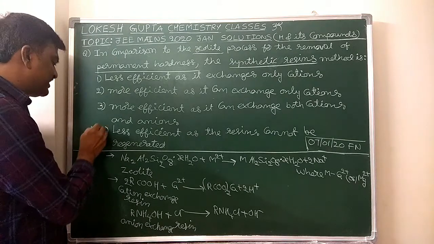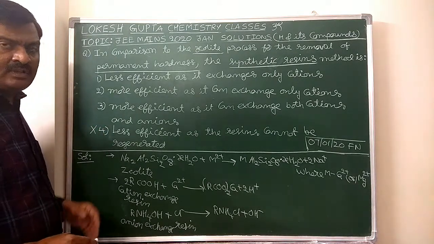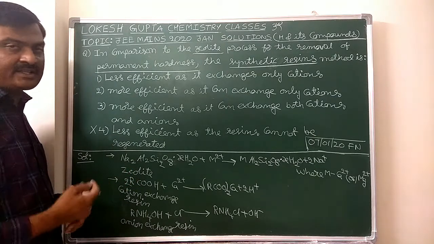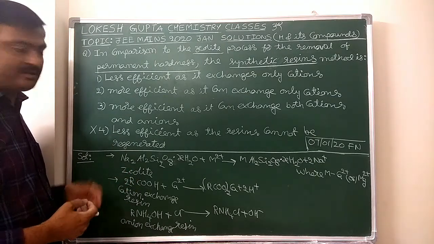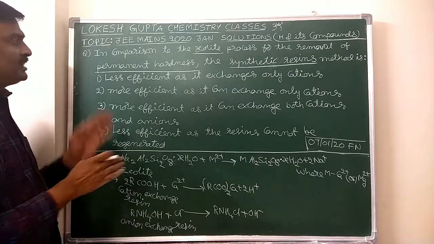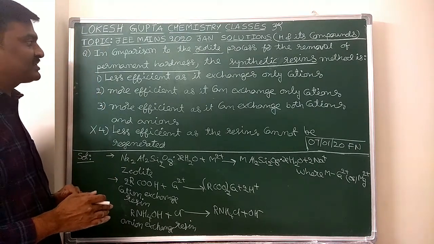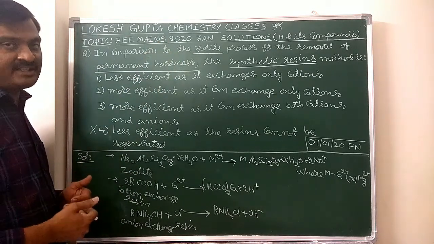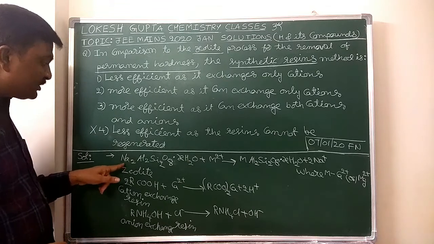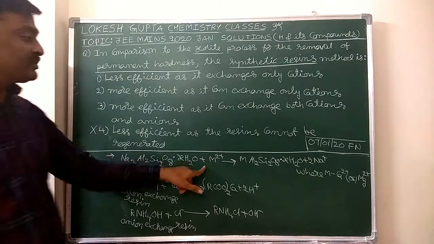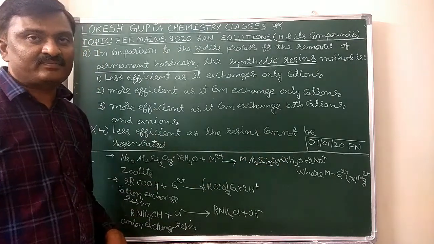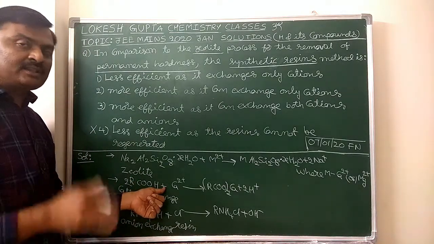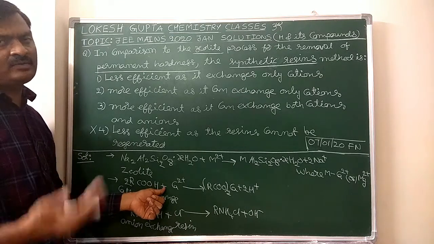See, this one is a wrong statement. Resins can be regenerated. Cation exchange resin and anion exchange resin, both can be regenerated. So it is incorrect. When compared with the zeolite process, this synthetic resin method is more advantageous. Why? Because in the zeolite process, we can remove only cations. But in the synthetic resin method, we can remove all the cations in the water.